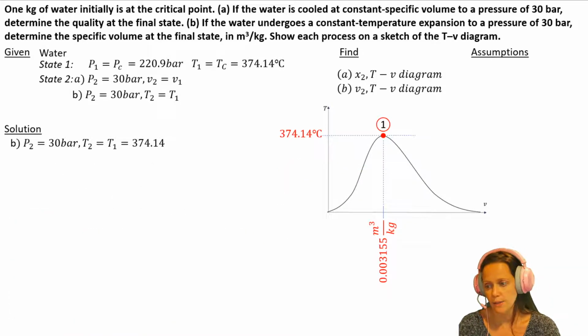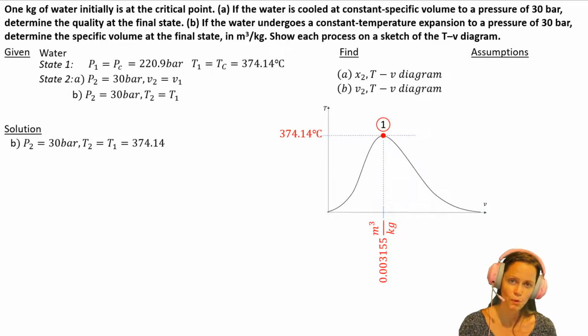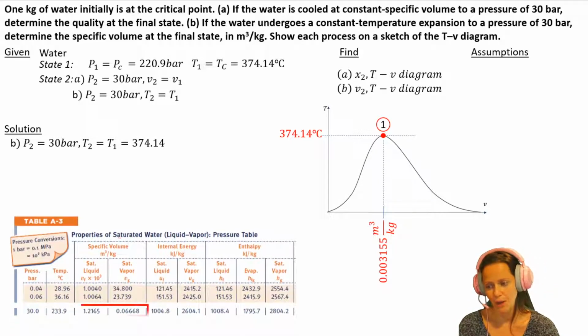All right, so now let's go to part B. The temperature is, boy, it would be nice if I had a unit there, but it's okay, pretend there is. My pressure is 30 bar and my temperature is 374.14 degrees Celsius.